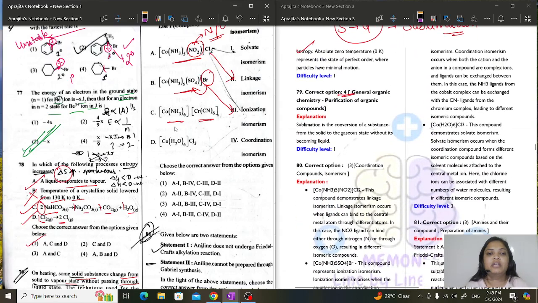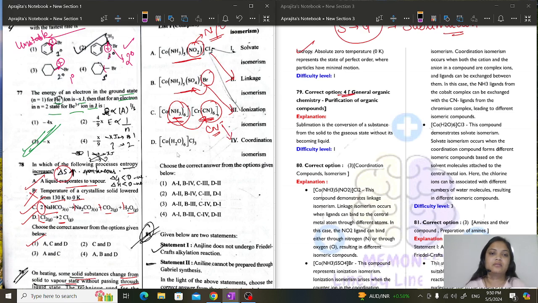Next one. Now here you can see that this compound is going to exhibit coordination isomerism. Coordination isomerism means both the cation and the anion are complex ions, like here we have NH3 and here we have CN. So NH3 can be exchanged with the cyano group, leading to different isomeric compounds. So it will be coordination isomerism.